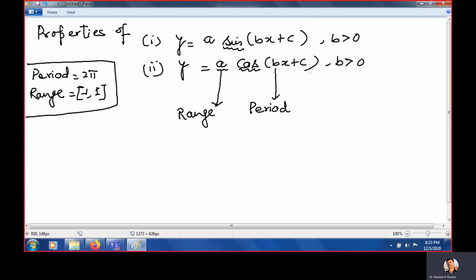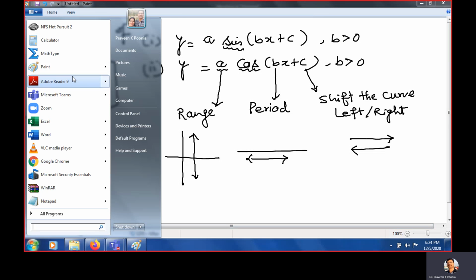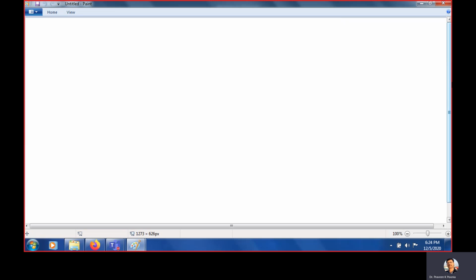And this is the period. And C, because of this, we shift the curve left or right. So what is A doing? Changing the range. What is B doing? Changing the period. What is C doing? Shifting the curve left or right. Range means this is changing. Period means this is changing. Shifting means either this side or this side is shifting. These are the three things we are going to study in the properties of y equals a sin(bx + c) and a cos(bx + c).